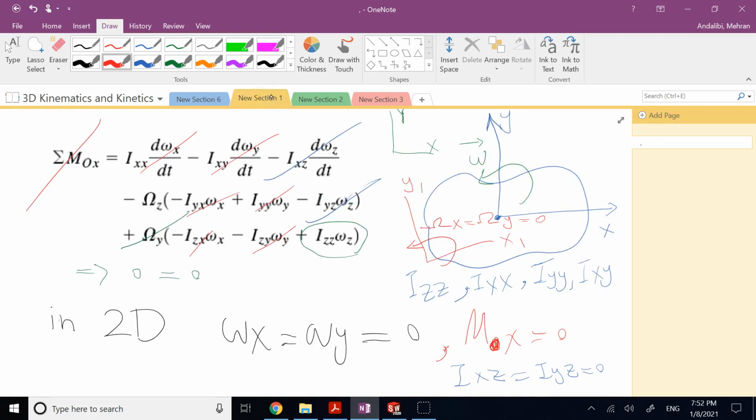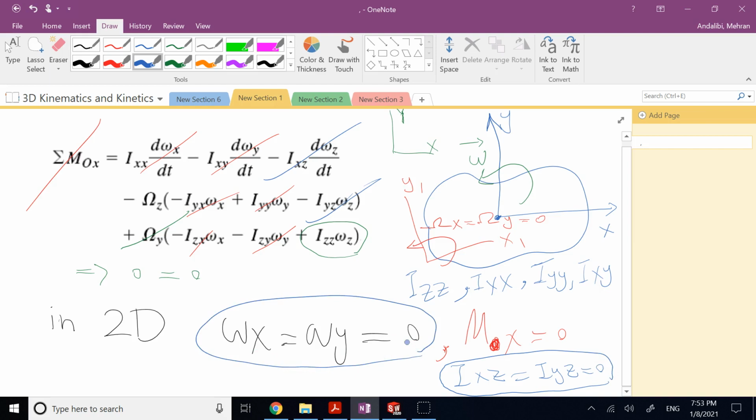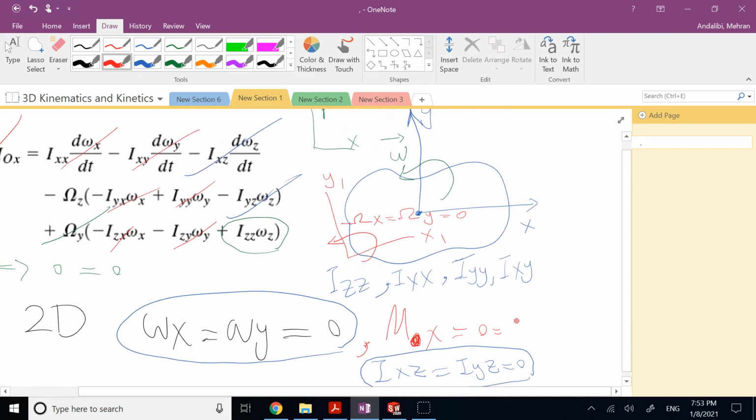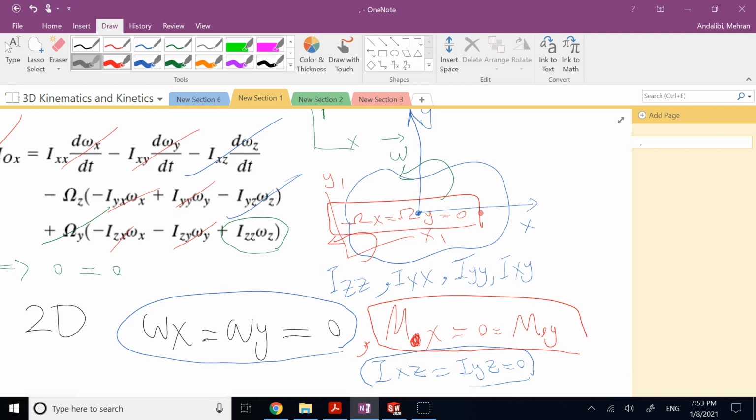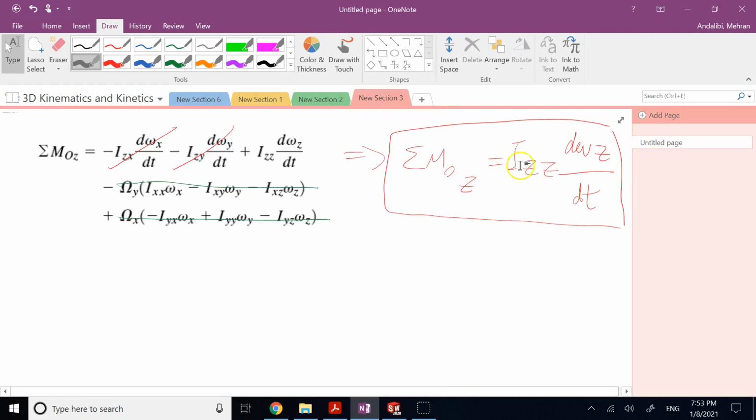So again, if we want to summarize, in 2D cases we have a bunch of things equal to 0. We have all of these other I components that are 0. These two I components are 0. The omegas are 0. And the moments are 0. And finally, these cap omegas are 0. Because all of these components are zero, the only z equation you would get in the moment is that simple one we have been using in 2D.